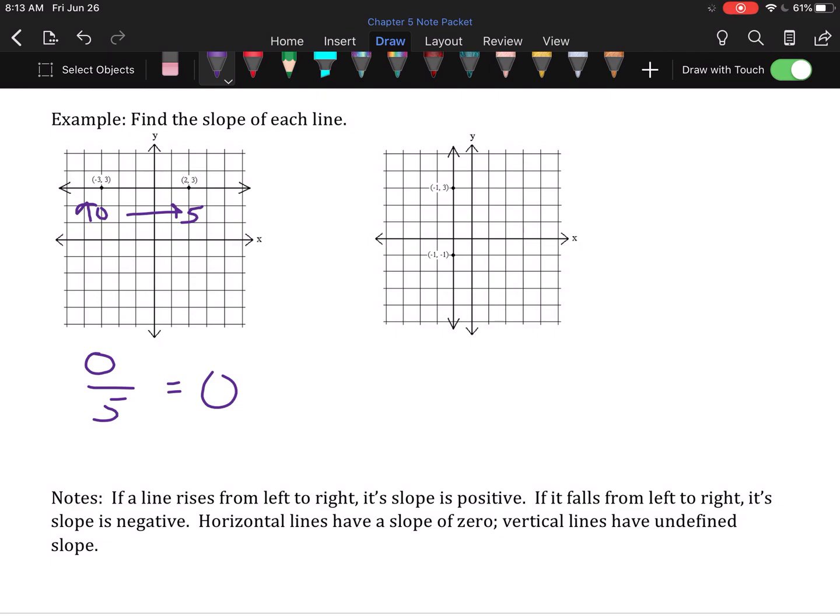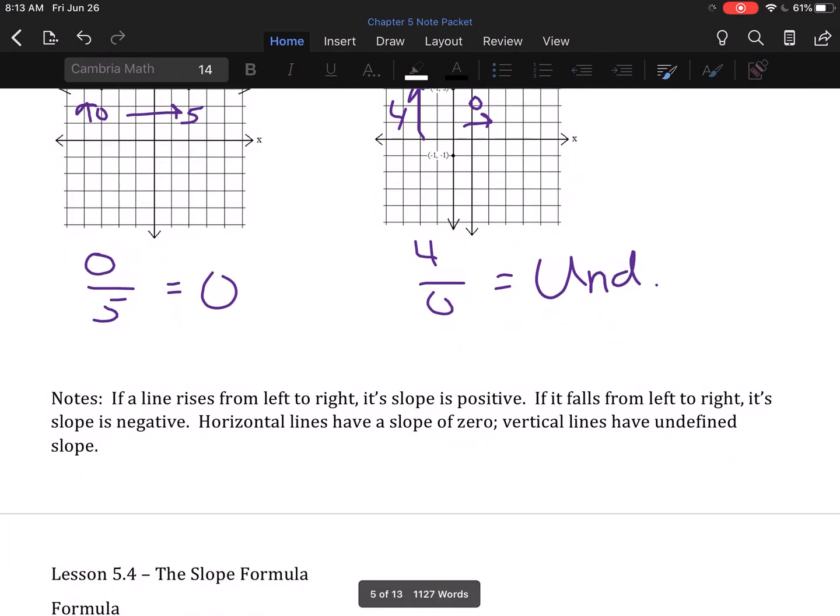Its counterpart on the right here goes up 4 and right nothing, which means it's 4 divided by 0. That is undefined. You cannot divide by 0. This is a vertical line. Vertical lines have undefined slope. And we've got that right here listed for us.